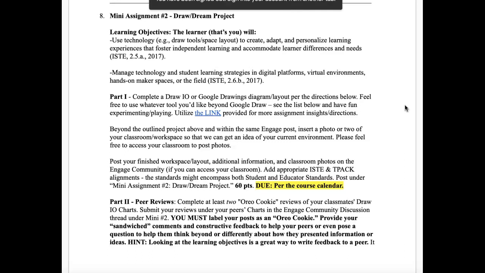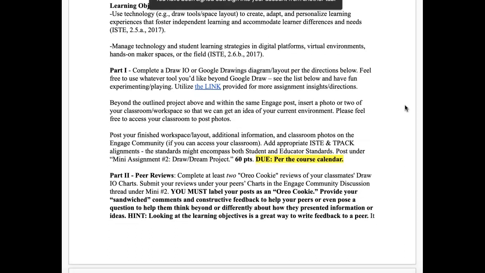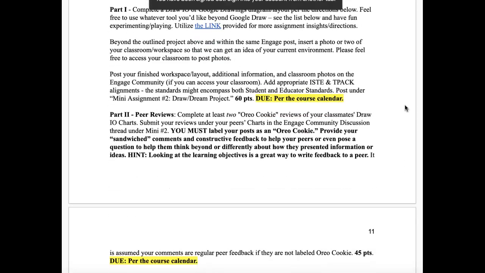Post your finished workspace layout with your additional information and classroom photos on the Engage community. Add appropriate ISTE and TPACK alignment standards. You will post this under Mini Assignment 2, Dream Draw Project.